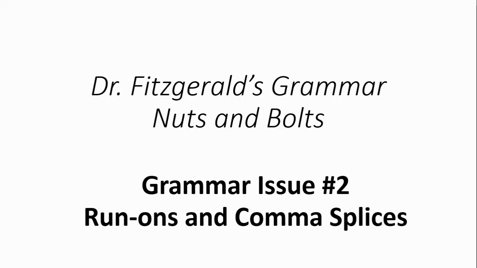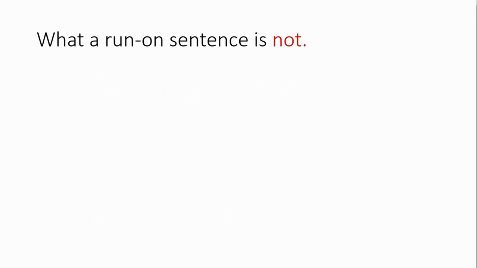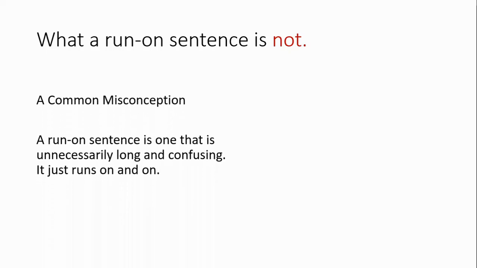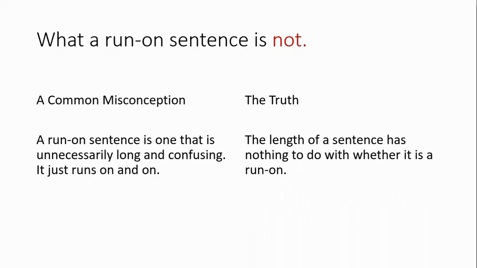And today we're going to be talking about run-ons and comma splices, how to recognize them, and how to fix them. But first, we need to unlearn a common misconception about what a run-on is, or rather, what a run-on is not. Many students I meet think that a run-on sentence is one that is unnecessarily long and confusing. It just runs on and on. The truth is, the length of a sentence has nothing to do with whether it is a run-on.